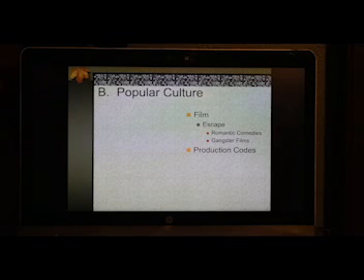Also during this time, romantic comedies were really popular, where you'd have a rich guy or a rich girl falling in love with a poor guy or a poor girl. And if you've ever seen the movie Pretty Woman, you know we still have stuff like that going about.